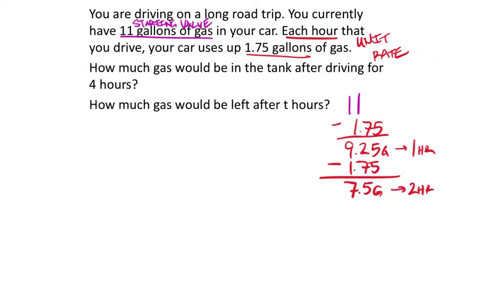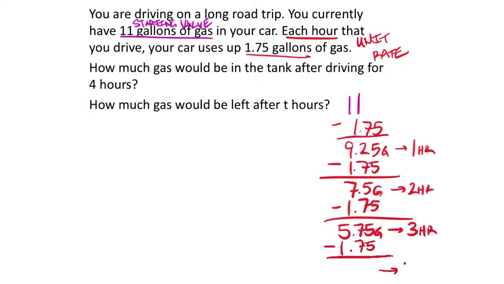But then we need another hour, right? We're trying to get to 4 hours, so we're going to take away another 1.75 gallons, which would show me how much gas would be left after 3 hours. So minus 1.75 from 7.5 tells me you've got 5.75 gallons left after 3 hours. One more. I've got to take away another 1.75 here so that we can see how many gallons are left after 4 hours. But this would result in 4 gallons even. Okay, so how much gas would be in the tank after driving for 4 hours? What we just found there would be 4 gallons.